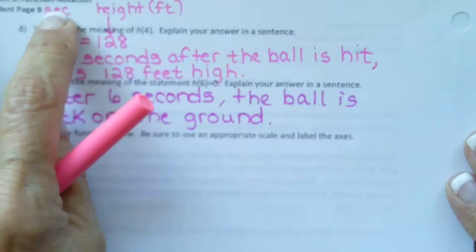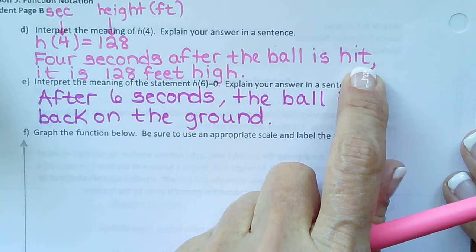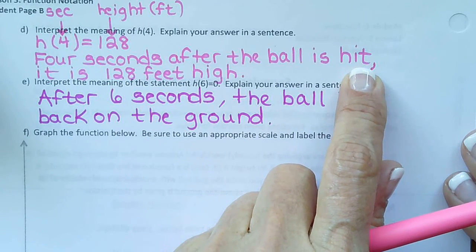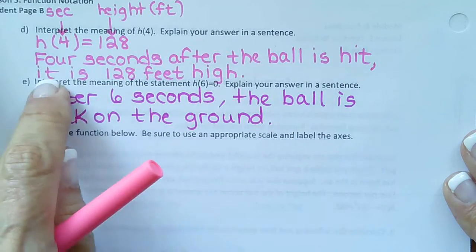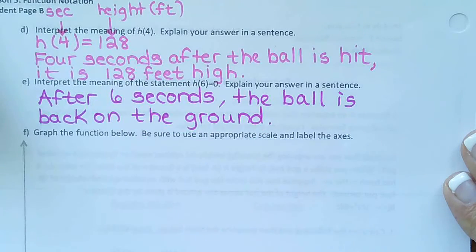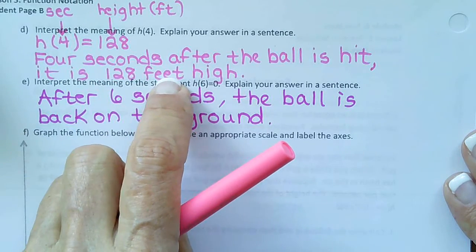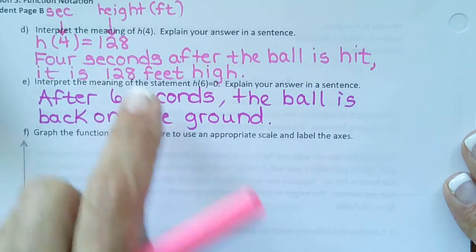So 4 seconds after the ball is hit, I think that's what it's called in golf, hitting the golf ball, it is 128 feet high. So something to that extent. You know, in 4 seconds, the ball will be 128 feet high. You just need to make sure you have your seconds, make sure you have your feet, and of course the correct numbers.